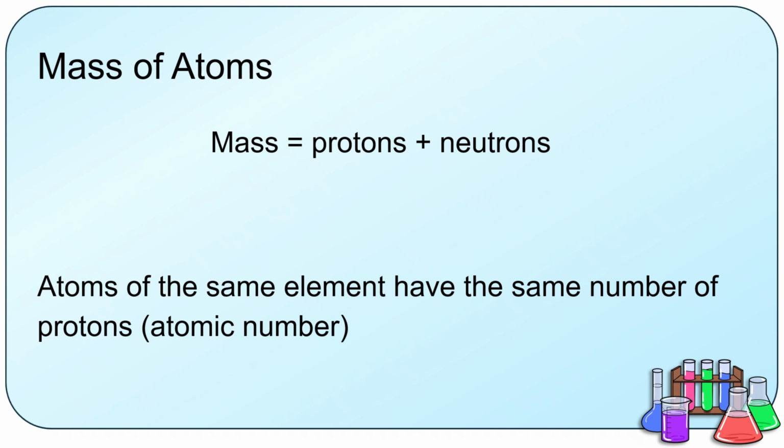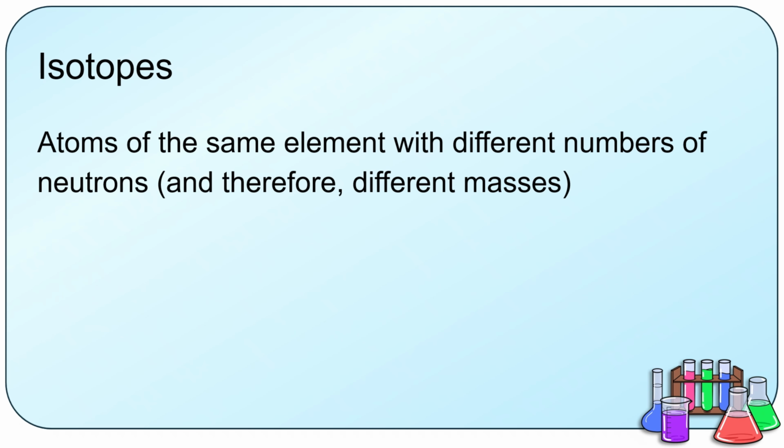Now, the special thing about protons is that the atoms of the same element will always have the same number of protons. We call this the atomic number. So for the same element, protons is always the same, but that's not the case with neutrons. The number of neutrons can change. This brings us to isotopes, which are atoms of the same element with different numbers of neutrons and therefore different masses. You can see isotopes written in a couple of different ways.